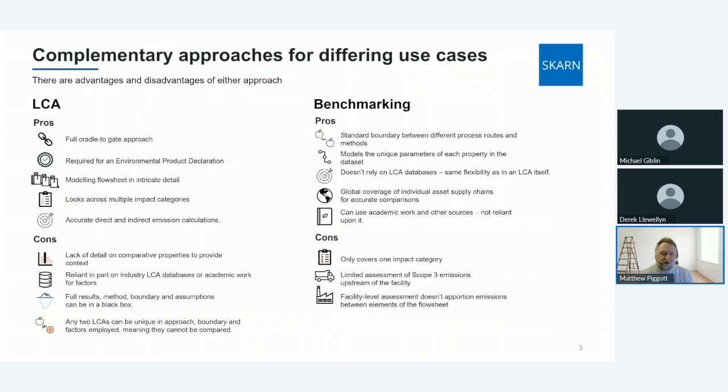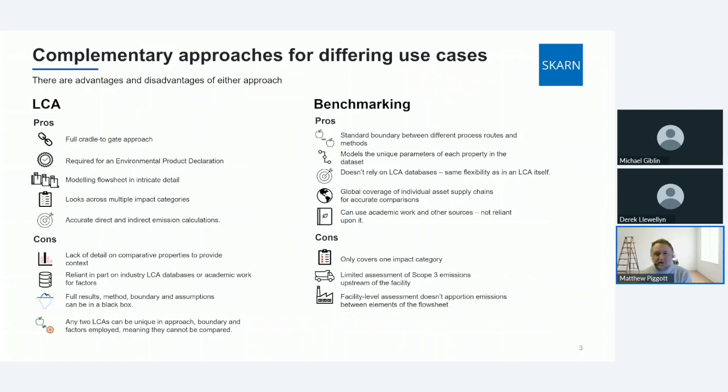Now, with an LCA type approach, you're looking in detail at one company or one facility producing one product of theirs, for example, within an LCA. And that means that you're not doing the same process for every single operation in the world on the same basis. And so you lack real visibility into comparative properties to provide extra context.